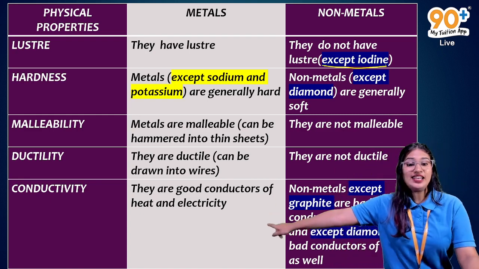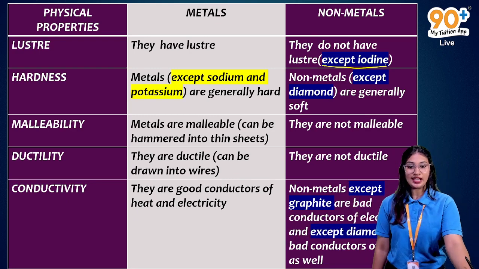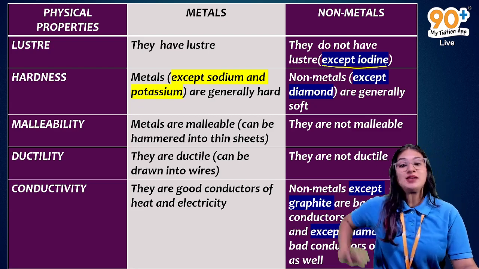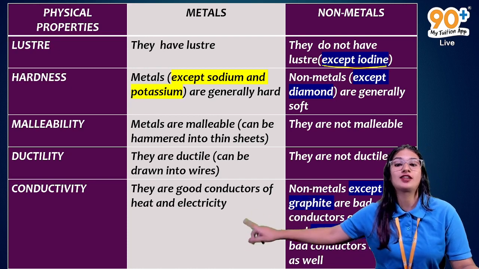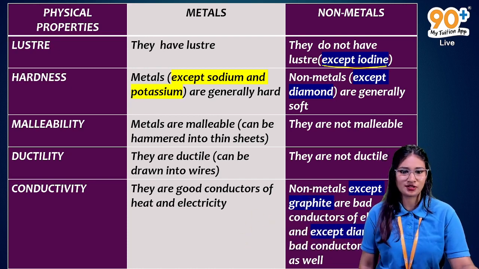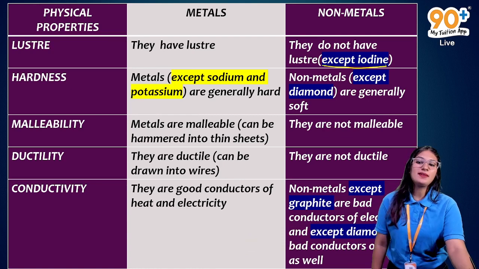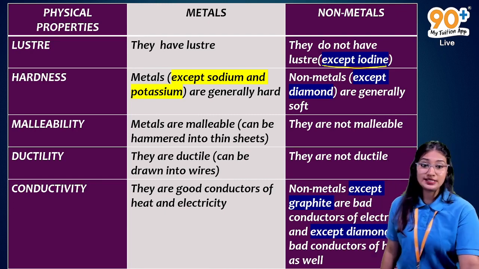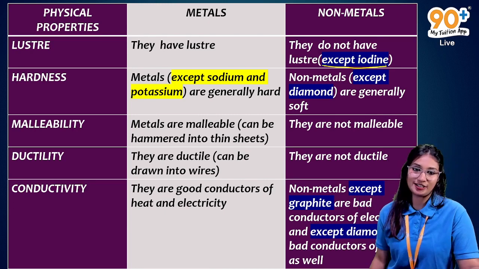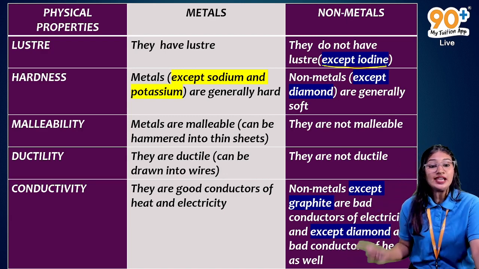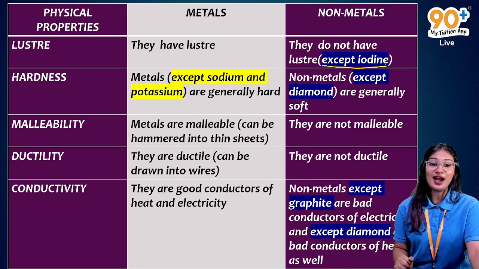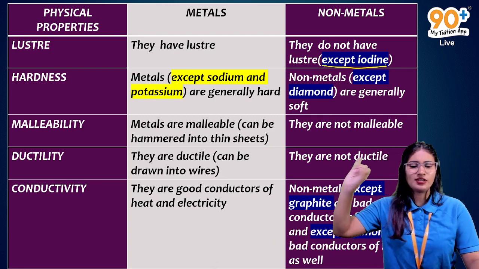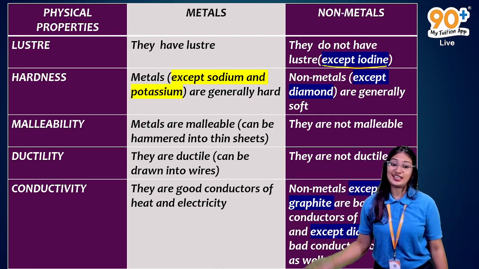Now the next property is conductivity. Metals are generally good conductors of heat and electricity. We also have exceptions. Non-metals do not conduct heat and electricity. But what about graphite? Graphite is a non-metal, but it is a good conductor of electricity. Diamond is also a non-metal, but a very good conductor of heat. So we covered luster, hardness, malleability, ductility, and conductivity.